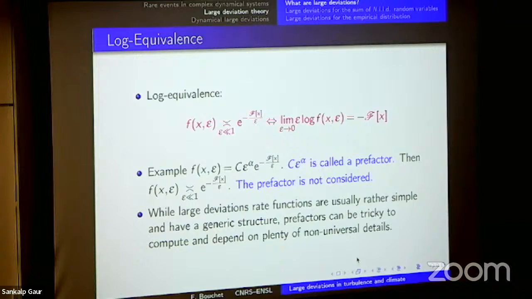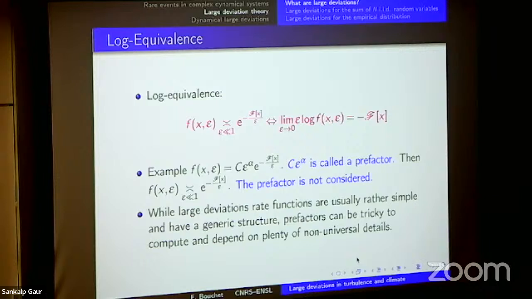So it's bad because we don't have the real equivalent, but it's good because it's simple. And actually, not to consider the prefactor leads us to have things that are much more simple and much more generic. And actually, it gives you much more universal behavior. So maybe you are used to that in statistical mechanics already.